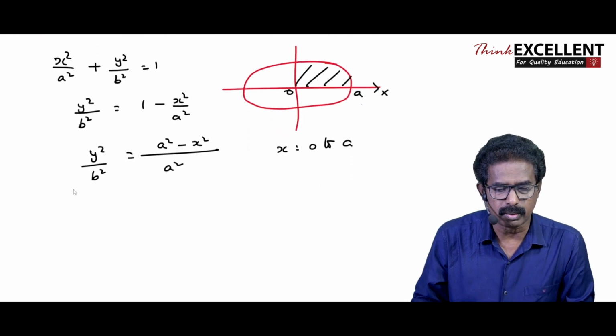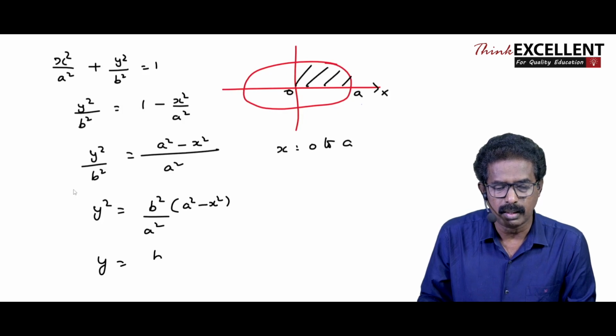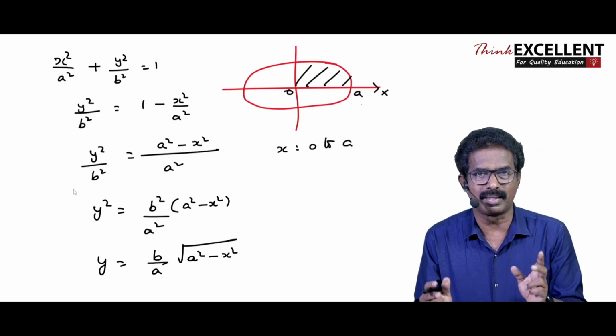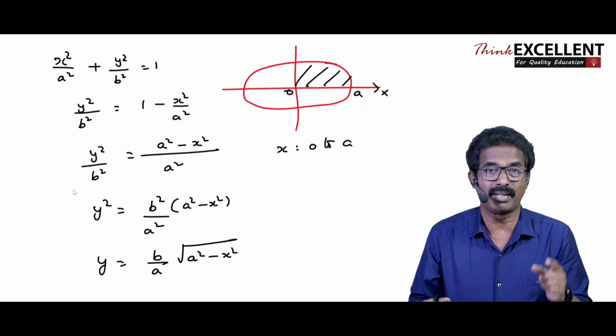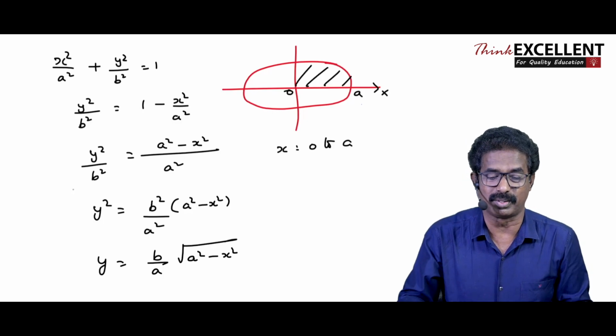And the b square we can take to the other side. Then y square is equal to b square into a square minus x square divided by a square. Now take the square root. Then y equals b by a root of a square minus x square. You can see this. So when integrating, we need the formula for the integral of root of a square minus x square. Only if we know that can we do the sum, right?